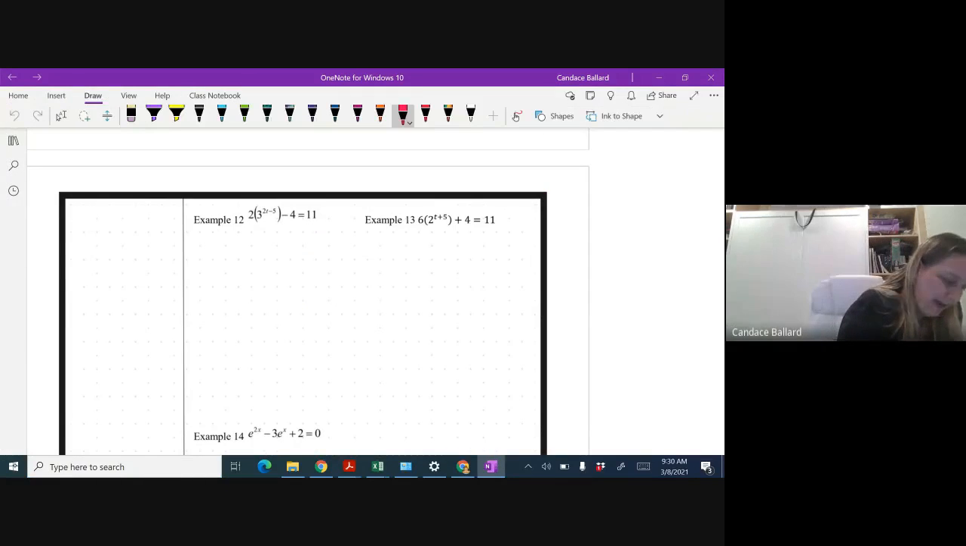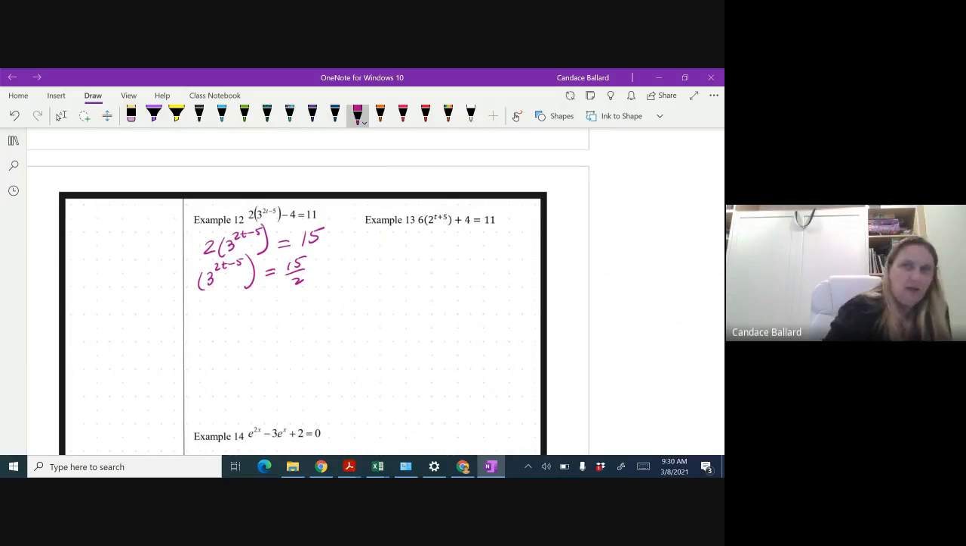Okay, so I'm going to start by adding the 4 to the other side. So we've got 2 times 3 to the 2t minus 5 equals, let's see, 15, right? When I add the 4 over. And of course it would be an ugly decimal point, wouldn't it? So 3 to the 2t minus 5 equals 15 halves, or 7 point something, right? 7.5. Now, I have no logs. I definitely am not going to write 3 as something to get 15 halves, okay?